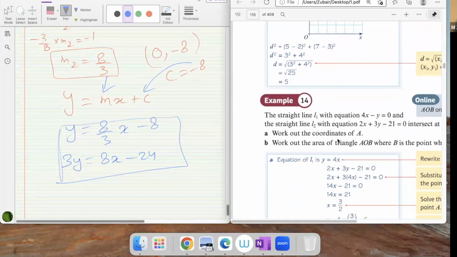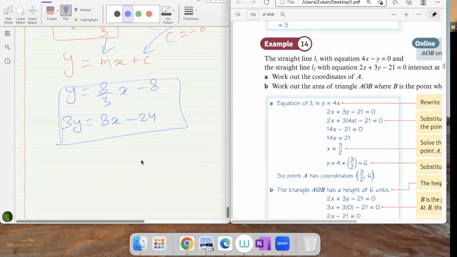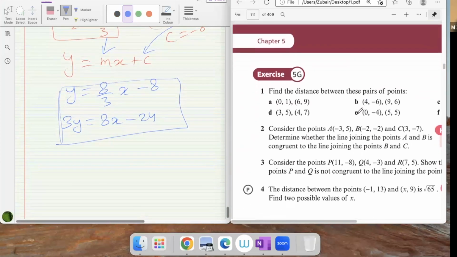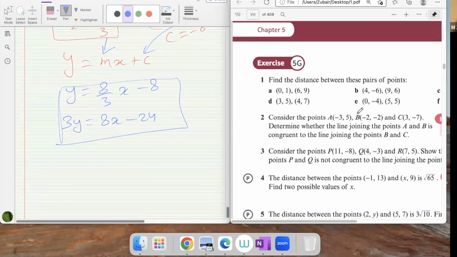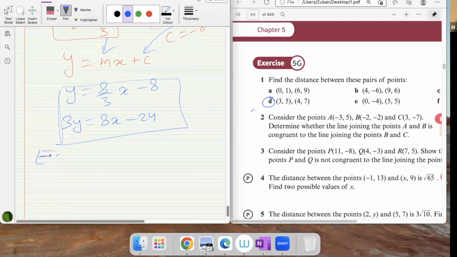Length and area. The length is straight away the distance formula, and the area will depend on the shape. So, find the distance between 2 points. Let's try this 1D. So the exercise is 5G, question 1D part. This is (3, 5) and (4, 7).